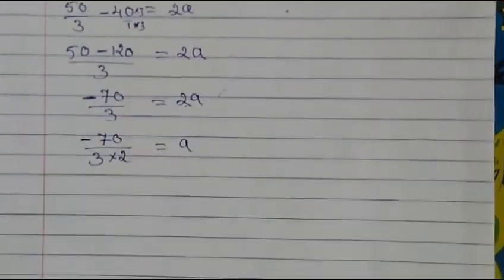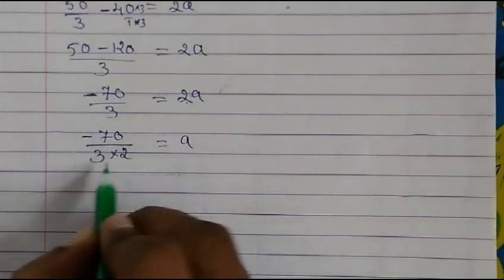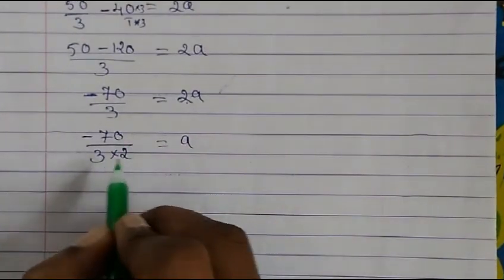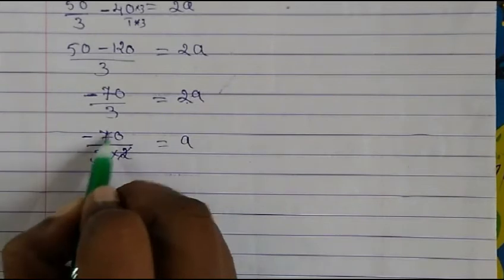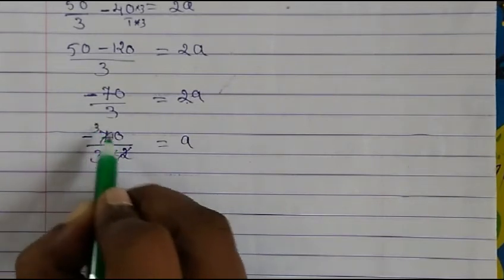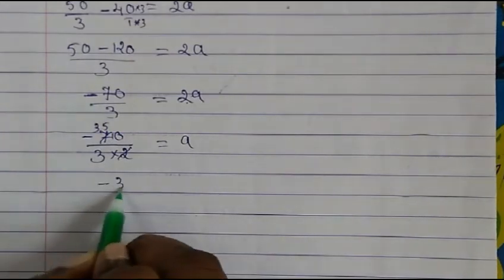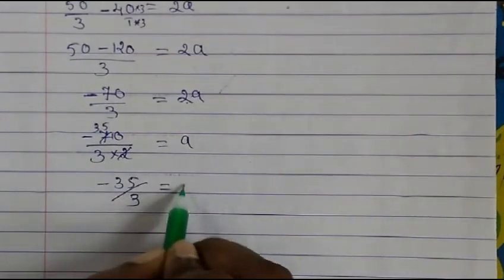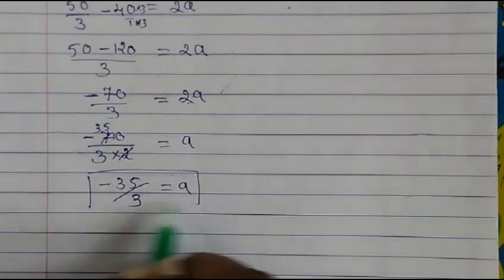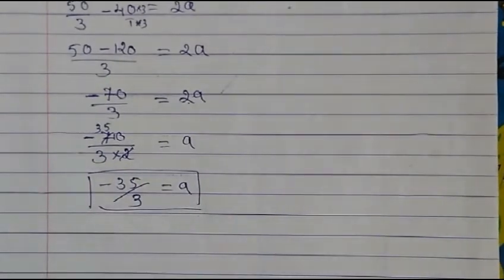So a we have, because we have to find out the a value. Now with 3 times 2 we can cancel 2. 3 times 2 is 6, and 5 times 10 is 35 after canceling. So we will get minus 35 upon 3. So the a value is minus 35 upon 3.